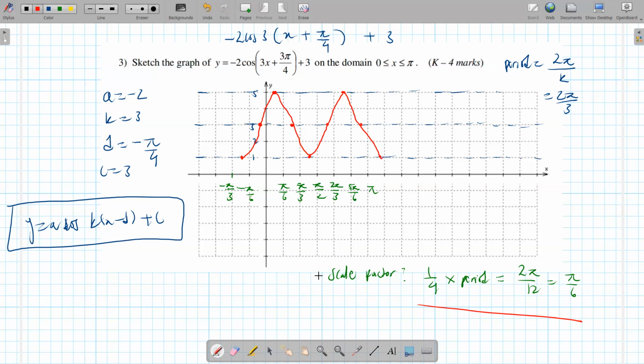Cool? And if you want to be super technical, it says 0 to pi. So I'm just going to erase this. I just finished at pi right there. Now I'm also going to erase this portion to the left because it says from 0 to pi. So I'm just going to give them from there to there. Does that make sense?